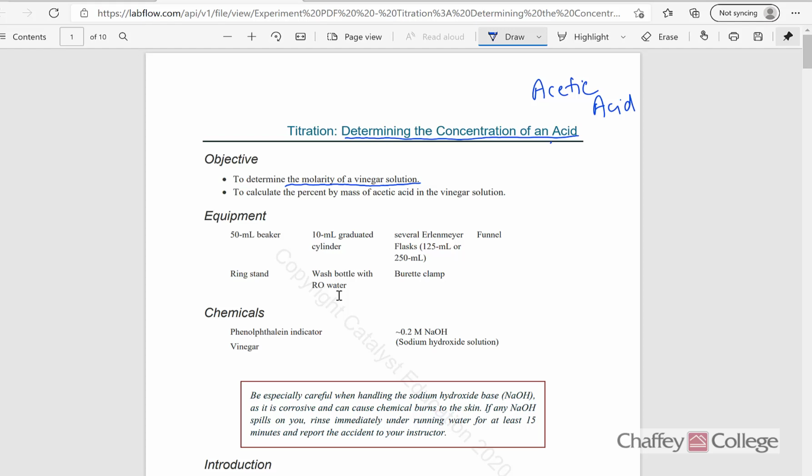The commercially available vinegar solution is not pure acetic acid. It is actually a diluted acetic acid, and we will conduct this titration experiment to find out the concentration of acetic acid in that vinegar solution. So we will calculate the percentage by mass of acetic acid in vinegar solution, and we will compare our finding with the concentration reported on the bottle.